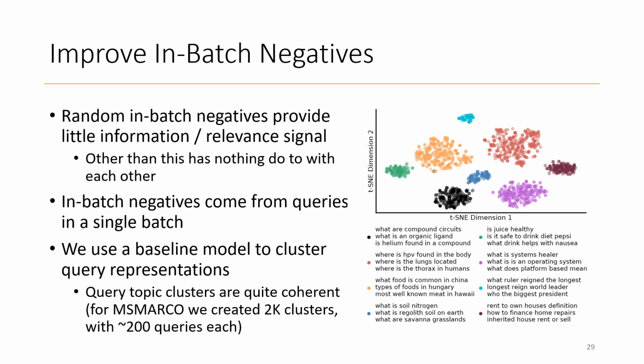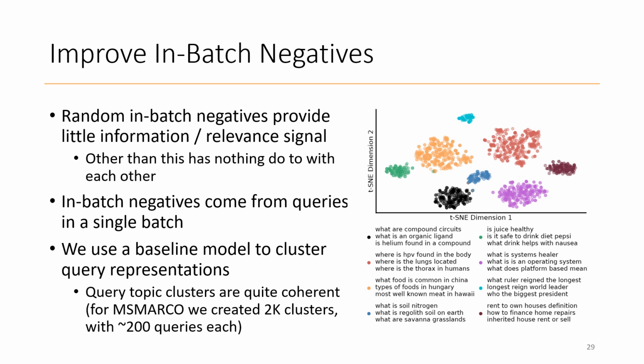But the problem is, if we create random in-batch negatives, those pairs provide very little information and no relevant signal beyond it has nothing to do with each other. So models don't gain much by doing random in-batch negatives. But our idea was, if in-batch negatives come from queries in a single batch, we can change the way we sample queries. So for that, we use a baseline model to cluster query representations.